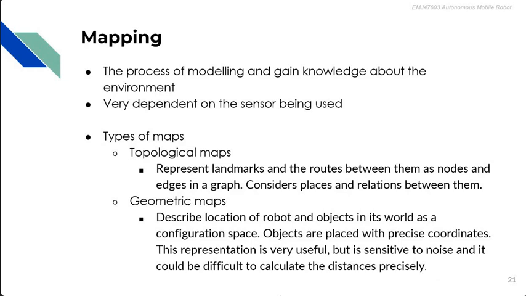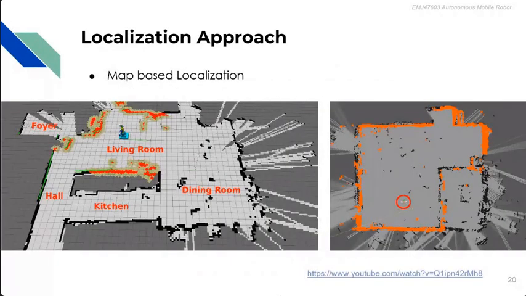But once you get the map and store it inside the robot, the robot already knows the environment, then when it moves, it would be able to localize itself within the map, right? So this is what we call localization based on the map.